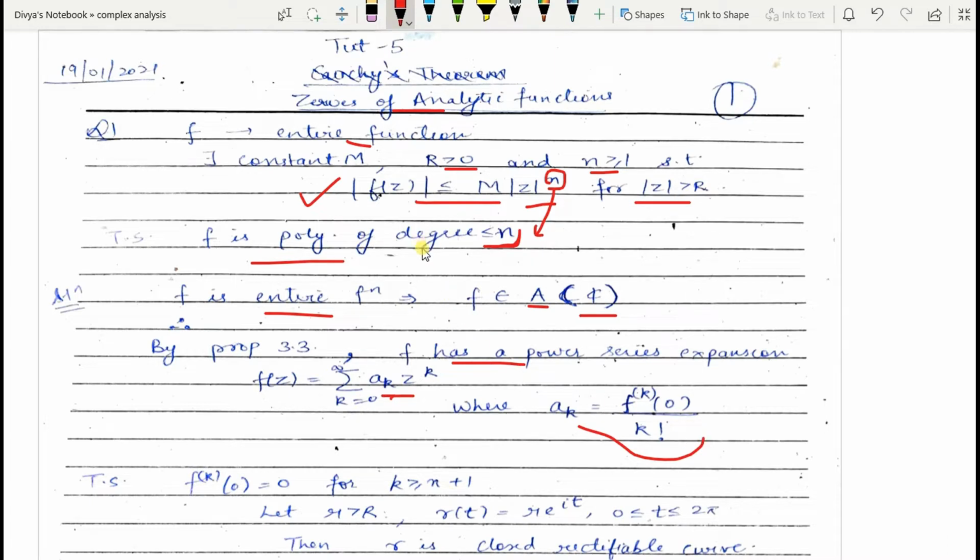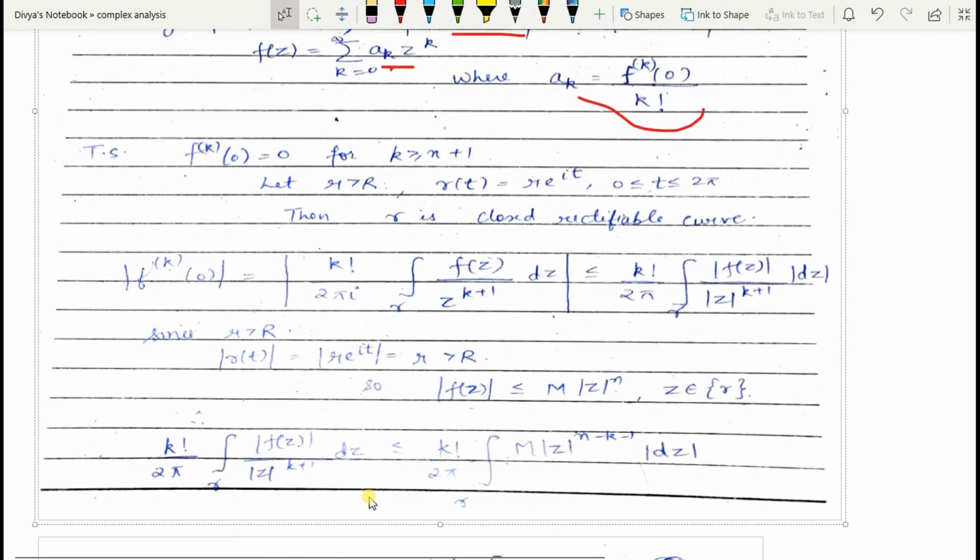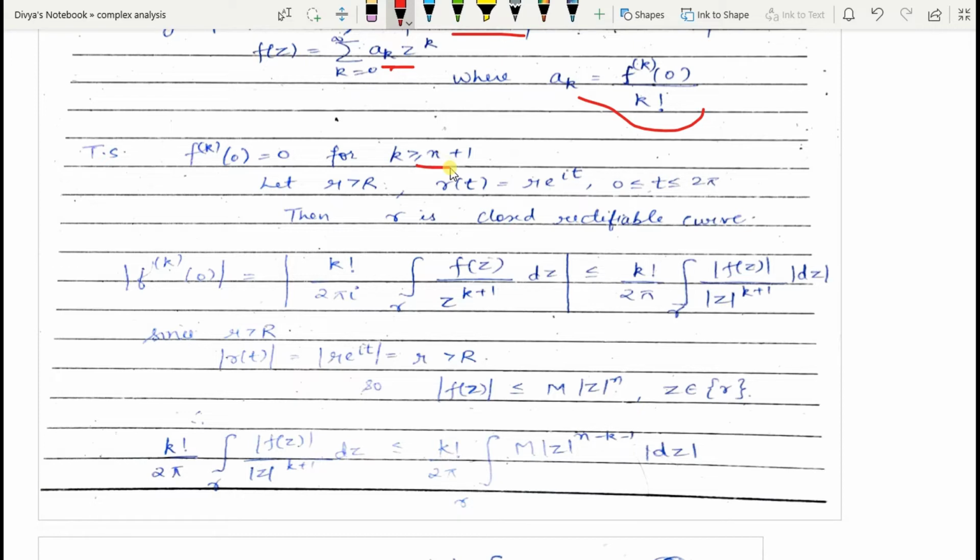Now, to show that f is a polynomial of degree less than or equal to n, we can show that the (n+1)th coefficient and onwards would be equal to 0. So it is sufficient to prove that f^(k)(0) is equal to 0 for k greater than or equal to n plus 1. So n plus 1 onward, all the powers would be 0.